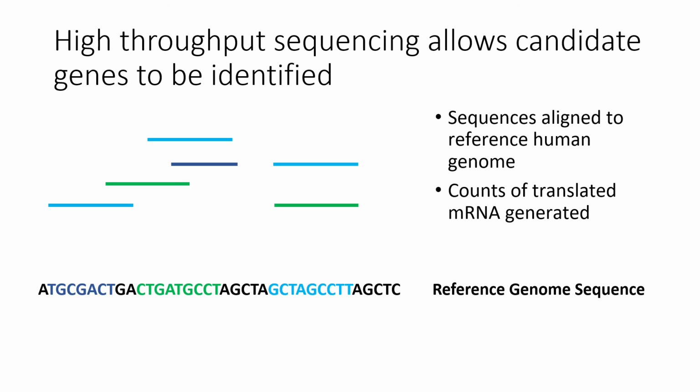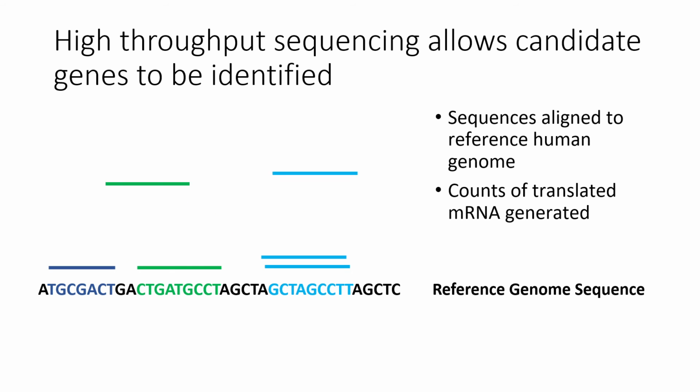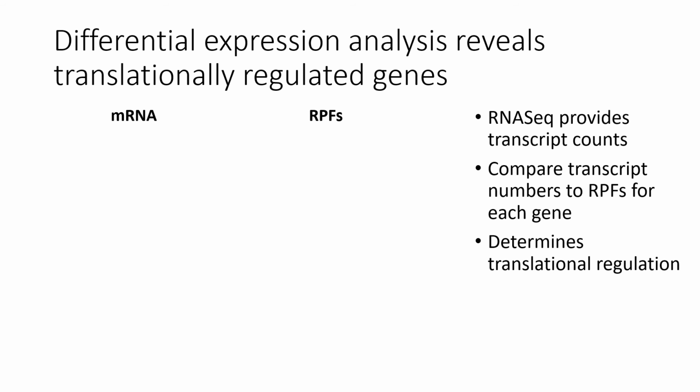The sequence fragments are then aligned to a reference human genome. This allows the sequences to be associated with their genes and the transcripts per gene to be quantified. Differential expression analysis with DESeq2 will then reveal which genes are translationally regulated.